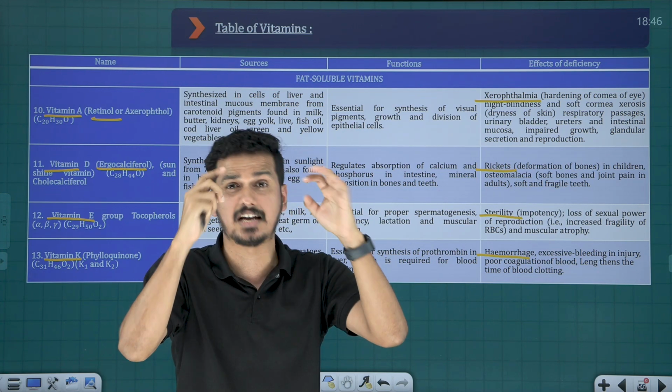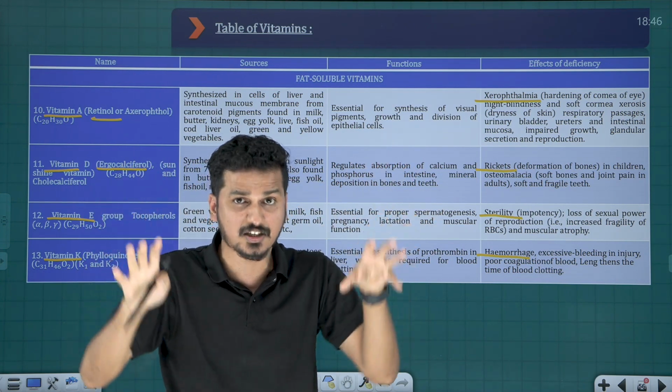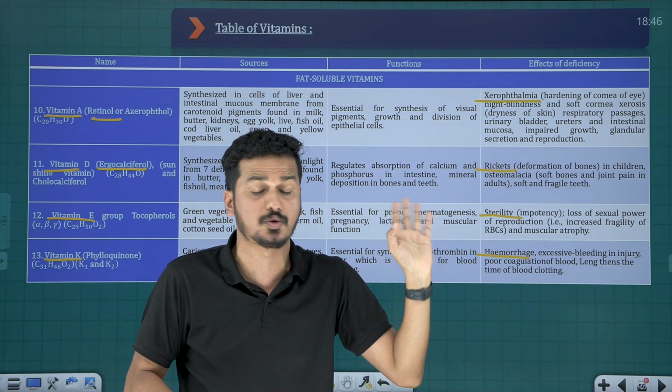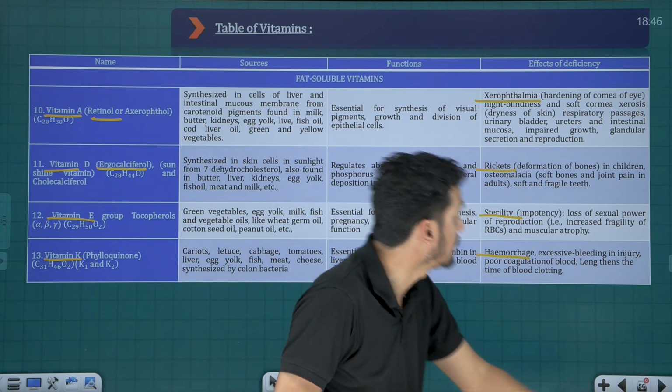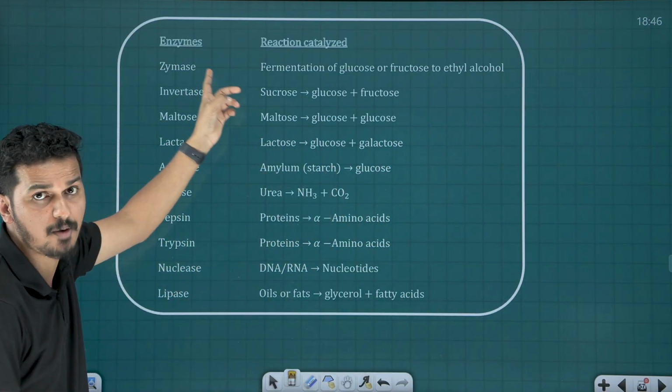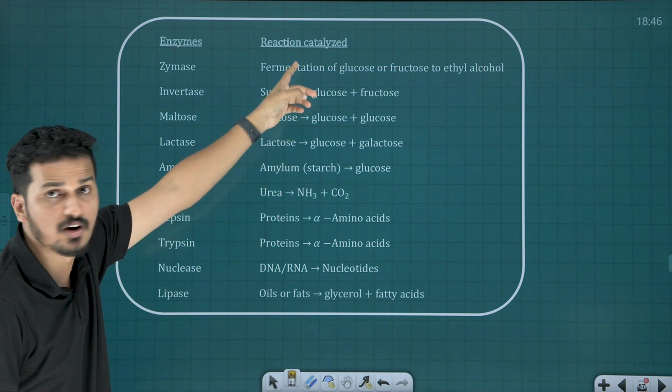If you remember the main things, you can easily answer it, guys. Next, again in this area we have to remember about enzymes, the different enzymes, and where we are using them.